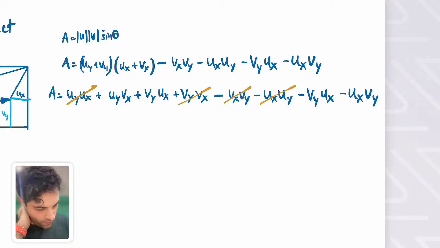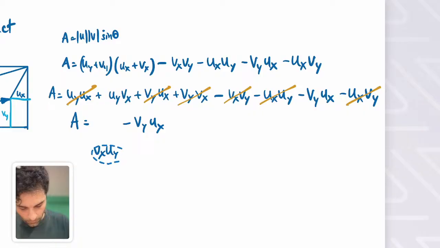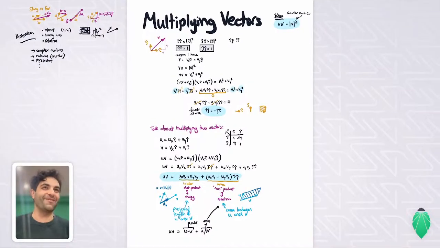Bye-bye. Vx, Ux, I don't see that one. Ux, Vy, bye-bye. All right, what are we left with? Uyvx minus Vyux. Exactly what we had last time. Vx, Uy, you see that? Vyux, that's exactly what we had on the previous page. See that? There he is. Do you all see that? So, a bit annoying, but we proved it to you either way.